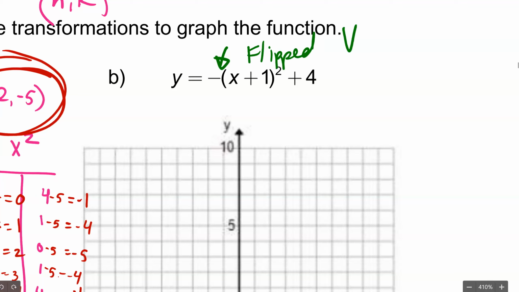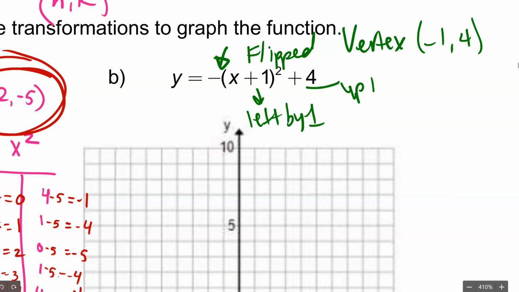And you know the vertex is going to be at -1, 4, because I'm going left by 1, and I'm going up by 4. So you know there's going to be a point at -1, 4, and then the graph's going down. You already know what it's going to look like. So let's list out our parent function points.